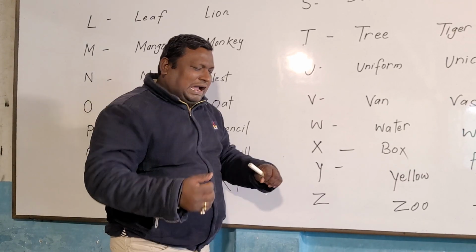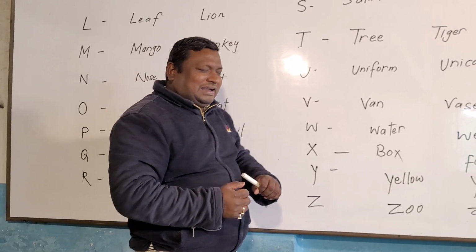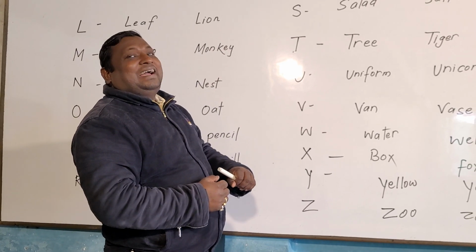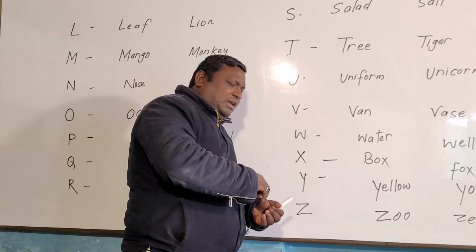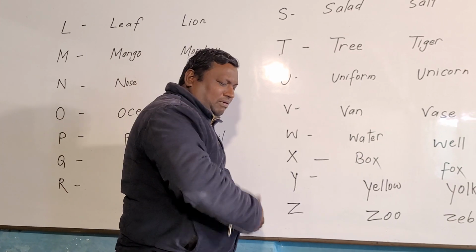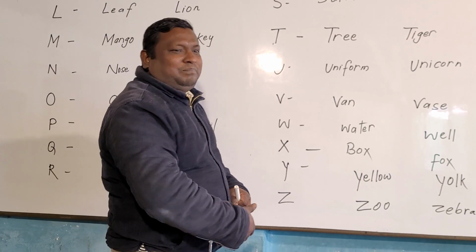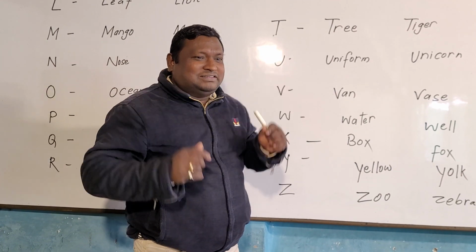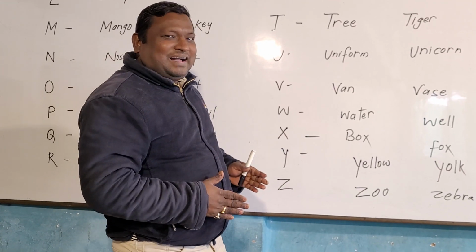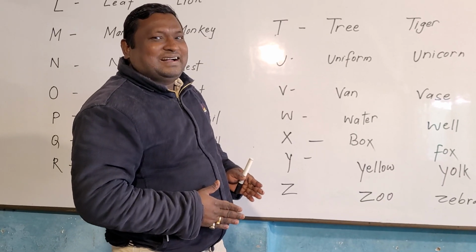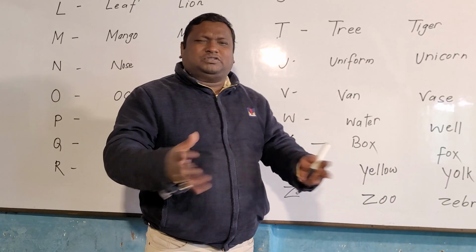A for apple, A for an, A. B for ball and B for bat, ba. C for cat and C for car, ka. Like this, you just keep on singing.